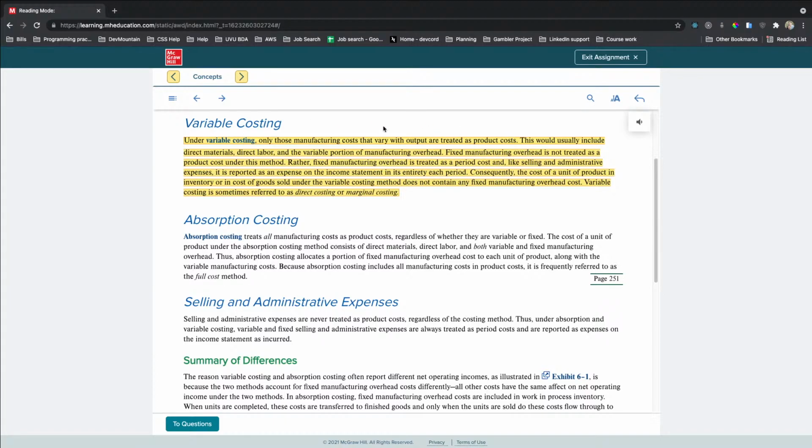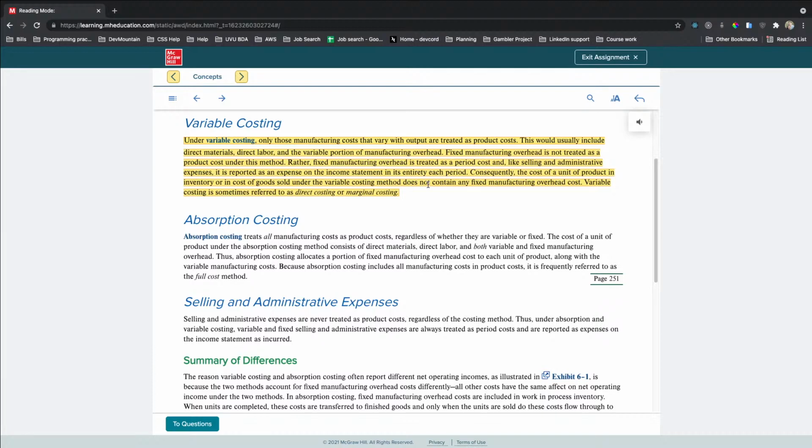Fixed manufacturing overhead is not treated as a product cost under this method. Rather, fixed manufacturing overhead is treated as a period cost, like, okay, wait. This would usually include direct materials, direct labor, and a variable portion of manufacturing overhead. Fixed manufacturing overhead is not treated as a product cost under this method. Rather, fixed manufacturing overhead is treated as a period cost, and like selling and administrative expenses, it is reported as an expense on the income statement in its entirety each period.